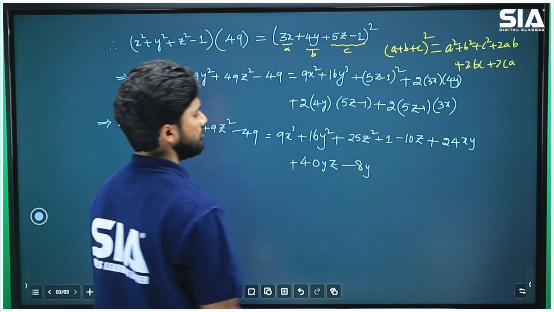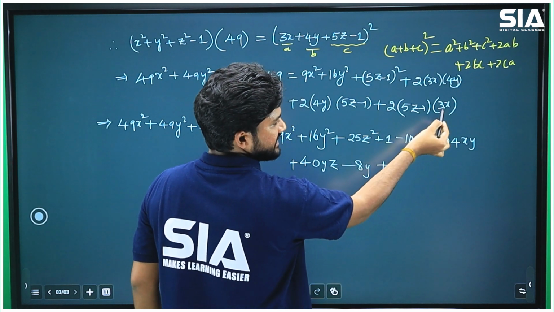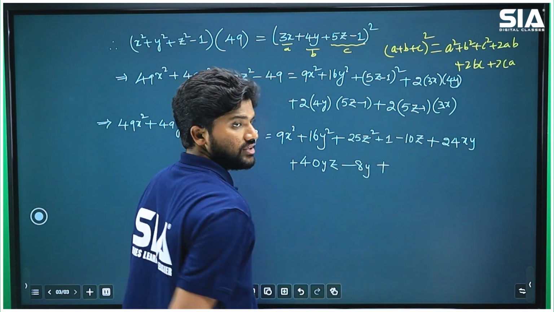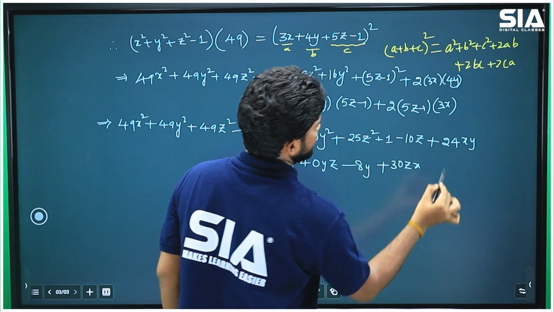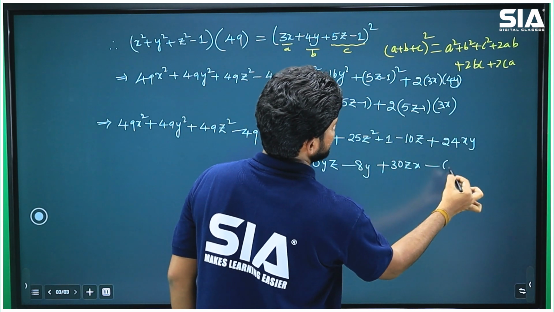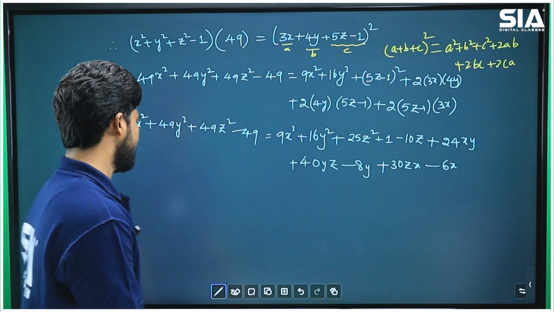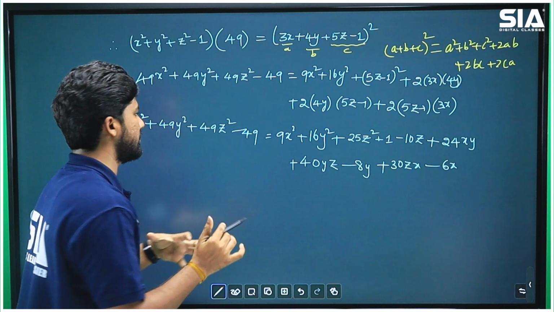minus 8y. Be careful with simplification. 2 threes are 6, 6 into 5 is 30zx, plus, into minus, 2 threes are 6x, minus 6x. Okay, now take all RHS values to LHS and simplify them.